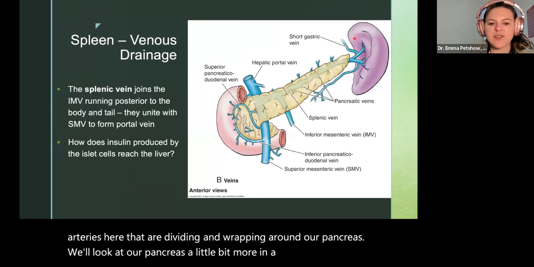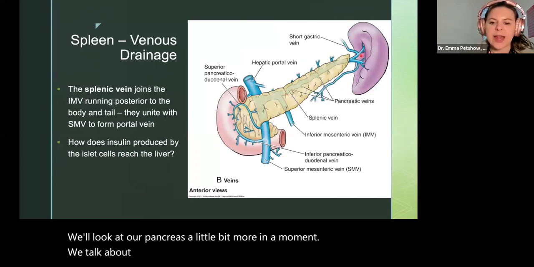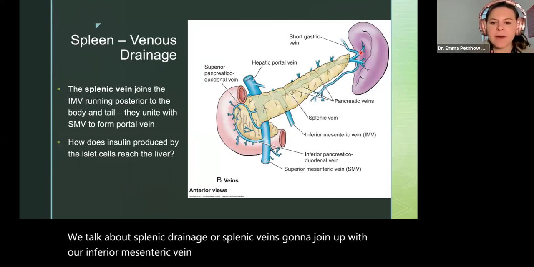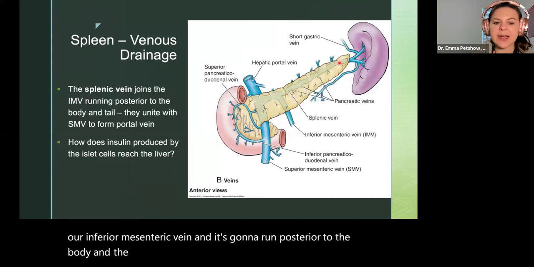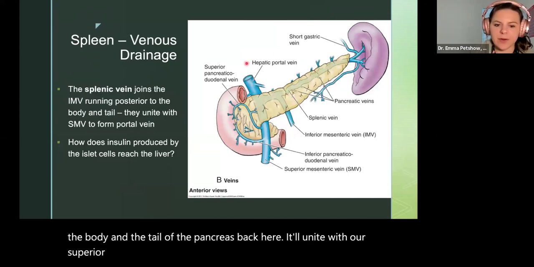When we talk about splenic drainage, our splenic vein is going to join up with our inferior mesenteric vein, and it's going to run posterior to the body and the tail of the pancreas. Back here, it'll unite with our superior mesenteric vein to form our portal vein.